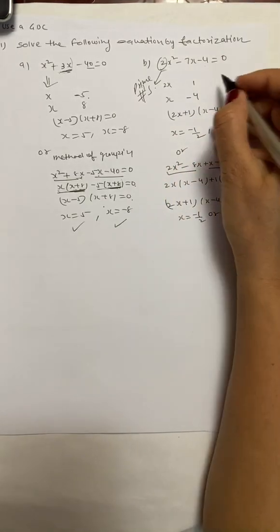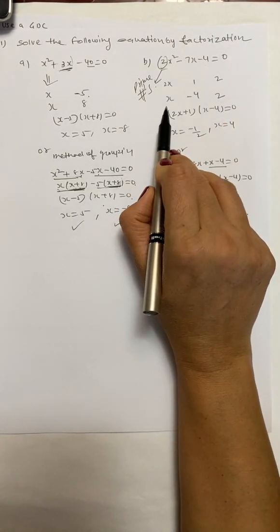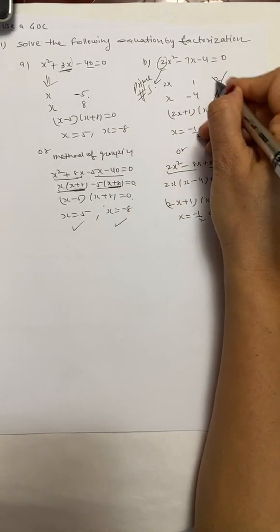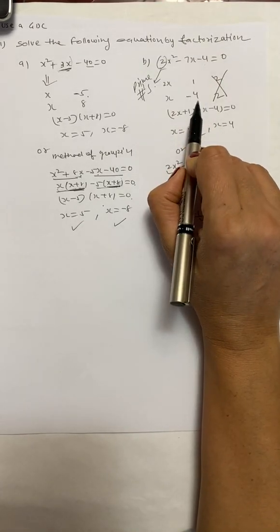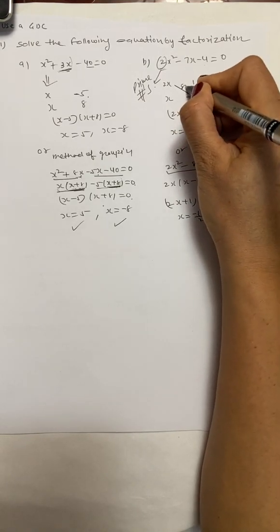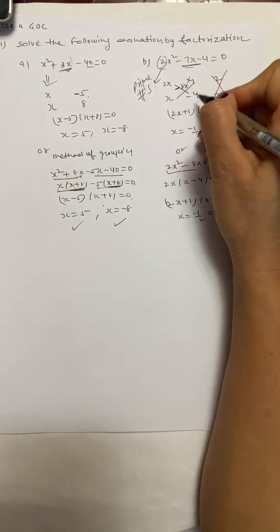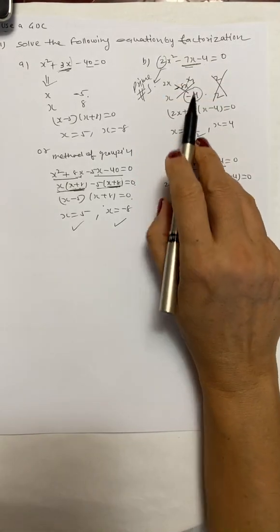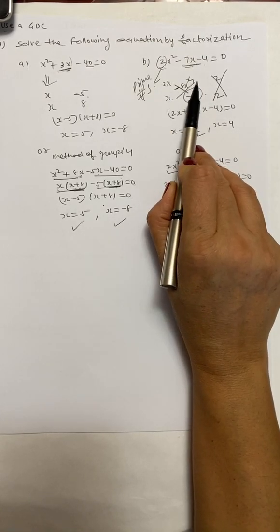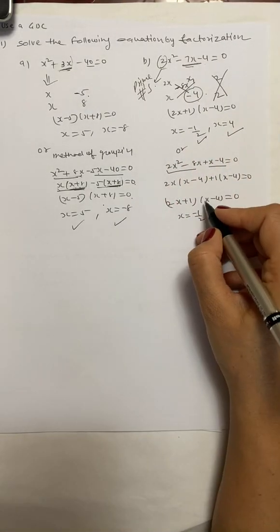But you can see 2 and 2 is not going to work because 2 times 2 is 4 and 2 times x is 2x. When I add, or if I subtract, it's not going to give me 7. So this is not going to work, but 1 and 4 will work. And now we need negative 7. When I multiply this, it gives me 8x and this gives me x, but I need negative 7x, which means this has to be negative. That's why this is negative 4. So when we write them, we write 2x plus 1 and then x minus 4 equal to 0. And I got x is negative half and x is equal to 4.